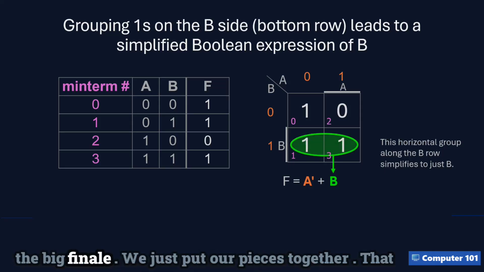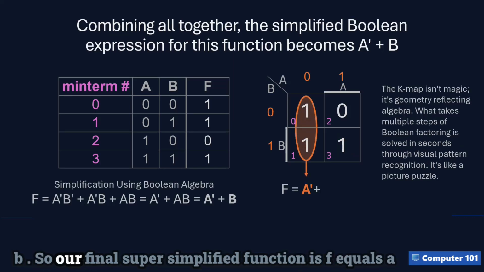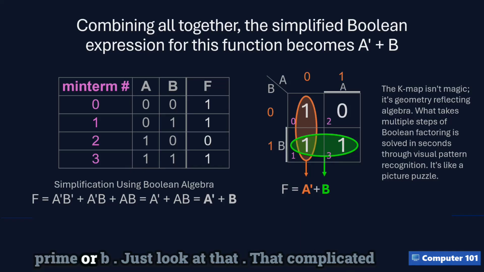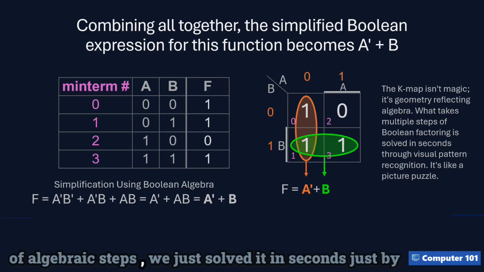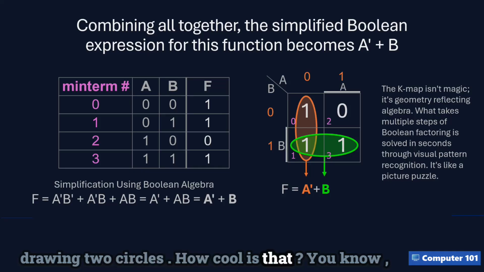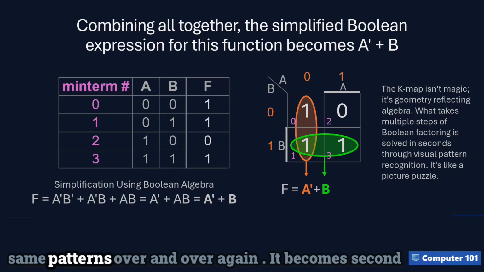And now for the big finale. We just put our pieces together. That first group gave us A prime, the second group gave us B. So our final, super simplified function is F equals A prime or B. Just look at that. That complicated expression on the left that would have taken a bunch of algebraic steps, we just solved it in seconds, just by drawing 2 circles. How cool is that? You know, once you do this a few times, you start to see the same patterns over and over again. It becomes second nature.